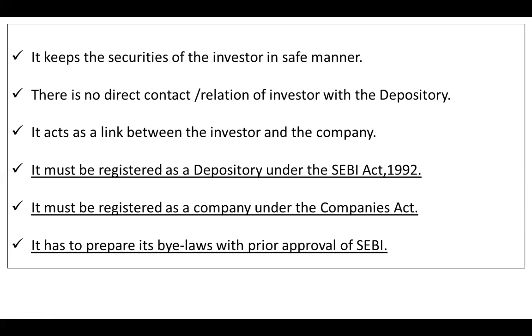After 1996, even though a physical format may be required, the act cannot approve it, because after 1996, after the Depositories Act was established, the physical format system will be totally demolished.